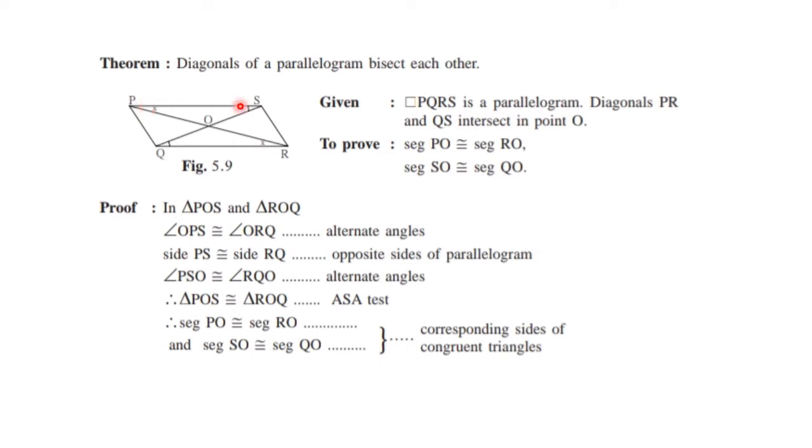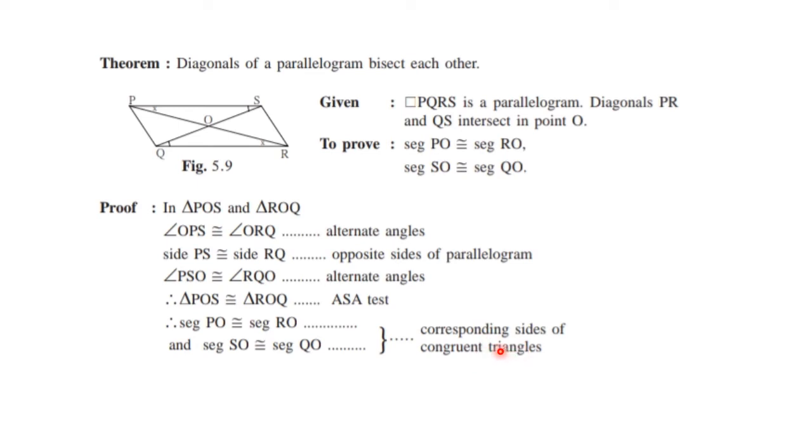Then PSO is congruent to RQO, again by alternate angle test. So that means these two triangles are congruent by angle side angle test. Because these two triangles are congruent by the angle side angle test, we can prove the other sides as congruent by the CSCT. So segment PO is congruent to segment RO and segment SO is congruent to segment QO by corresponding sides of the congruent triangles.